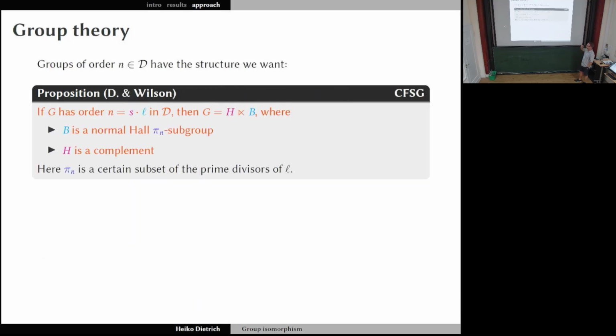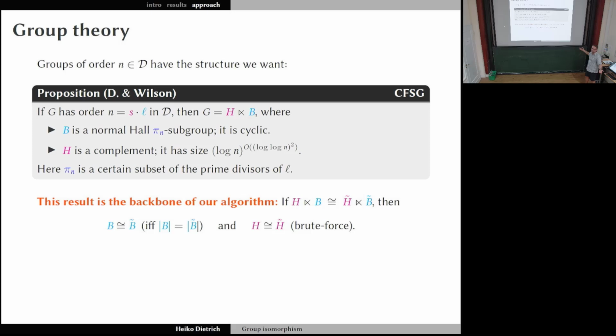The group theory follows from the number theory. If you have a group of order S times L, we can prove that it really splits. We have a normal Hall pi-subgroup, where pi is a certain subset of the prime divisors of L, the large primes, and there's a complement H, such that B is cyclic and H is tiny. That follows from the restrictions we impose on the order, and it is the mathematical backbone of our algorithm. If you have two such groups, the necessary condition for isomorphism is that the small subgroups are isomorphic, which is just checking that the size is the same, and that the complements are isomorphic, which is brute force because these groups are tiny. Once you have identified these parts, since H is small, you can also check isomorphism of the corresponding semi-direct products.